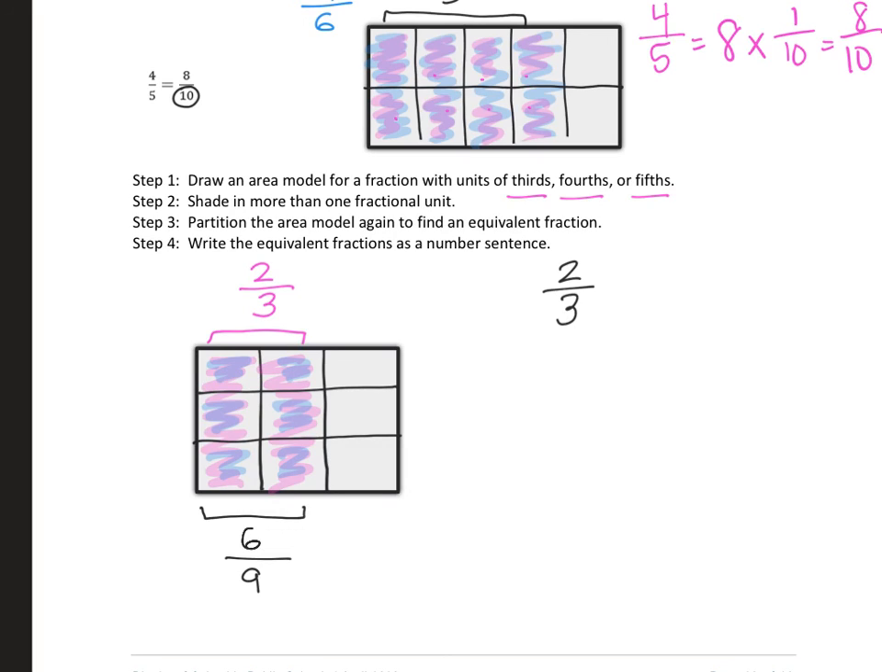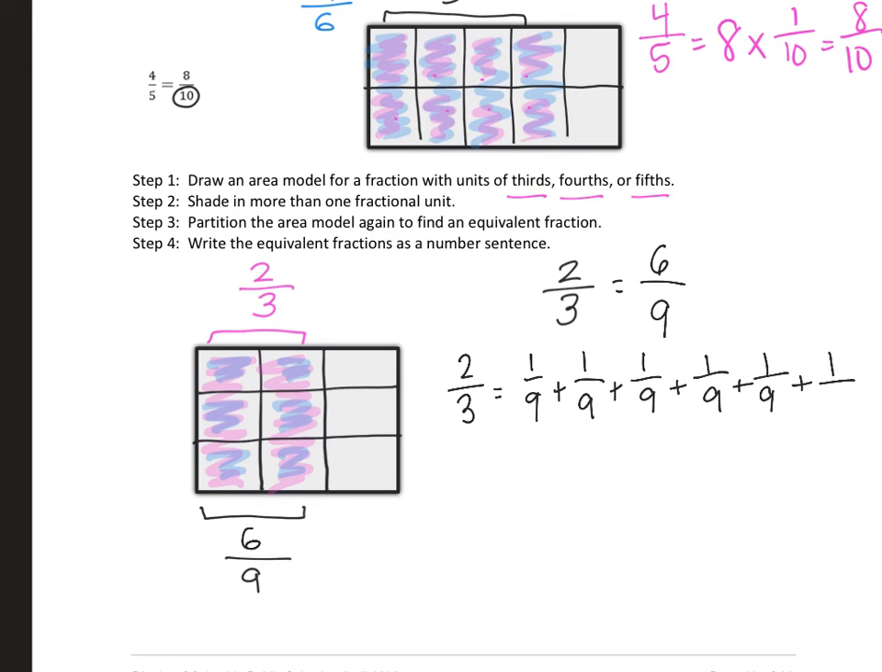So now I'm going to write the number sentence. Okay, so I'm going to say 2/3 is equal to 6/9. And I can write this as unit fractions first. So 2/3 is equal to 1/9 plus 1/9 plus 1/9 plus 1/9 plus 1/9 plus 1/9. 1, 2, 3, 4, 5, 6. Okay. So now I can say 2/3 is the same as 6 copies of 1/9. Okay?